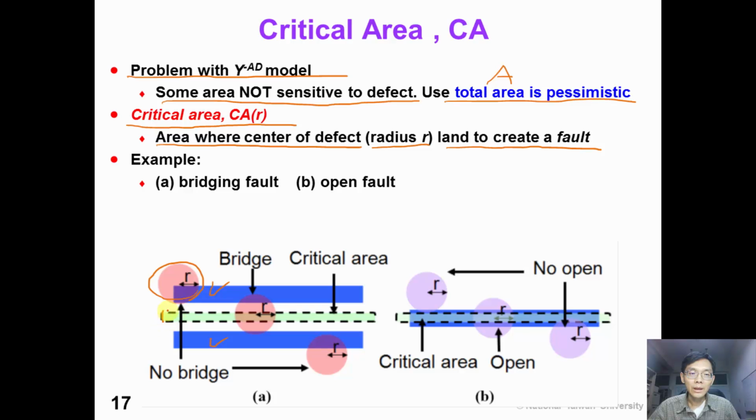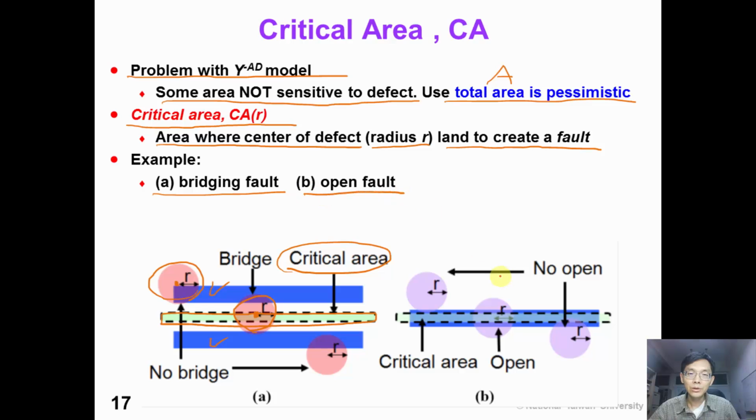The rectangle in the middle represents the critical area for bridging fault. If the center of the defect lands inside the rectangle box, then we would create a bridging fault. If the center of the defect is outside of the rectangle box, then we do not have a bridging fault.